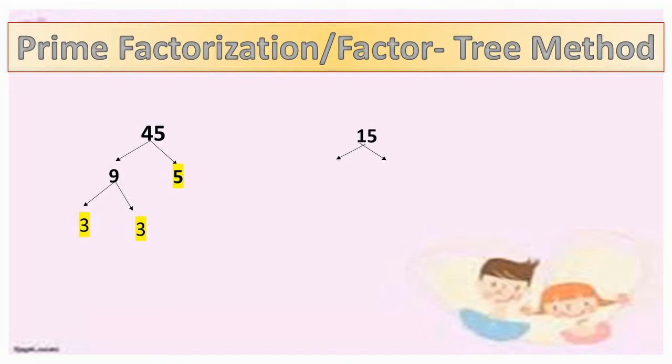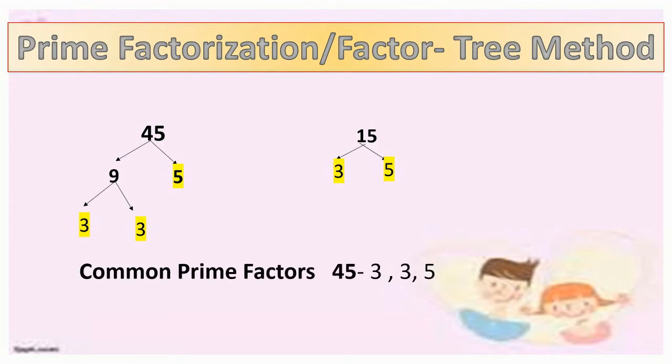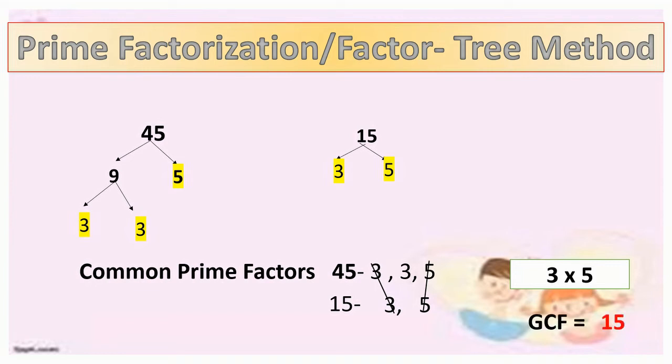For 15, think of numbers whose product is 15. So we have 3 and 5. Those are prime numbers, so you end there. Now list the common prime factors. For 45 we have 3, 3, 5. For 15, we have 3 and 5. What we'll do is slash the numbers that are the same, like 3 and 5. The next thing to do is multiply them. So 3 times 5 is 15. Our GCF is 15.